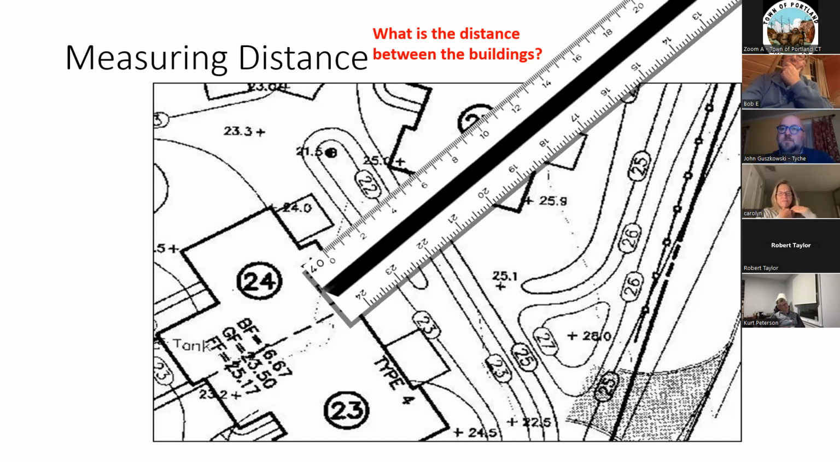I got it. Yep, I got it now. Yeah. I think it would probably be more useful if the numbers on the 40 scale said 20, 40, 60. But that's what we're talking about.